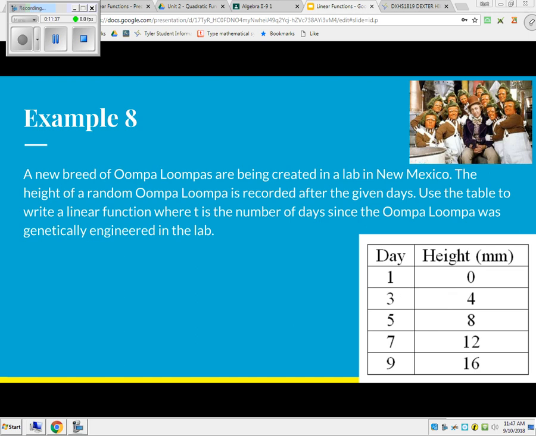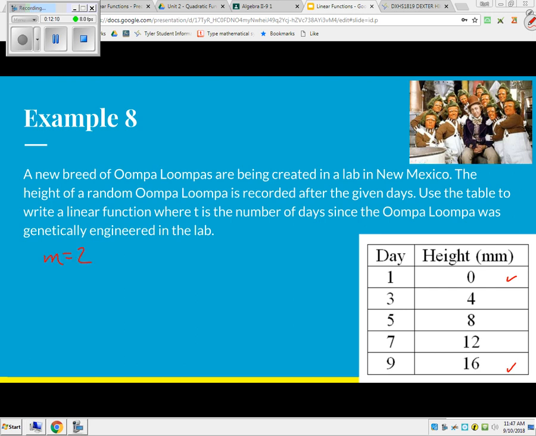The height of a random Oompa Loompa is recorded after the given days. Use the table to write a linear function where t is the number of days since the Oompa Loompa was genetically engineered. Now, for what we're going to be doing in my class, it might be different in some of your other classes, but I like to use the first and the last points. I assure you on this problem, it doesn't matter what 2 points you use, you will get the same answer. But later on in statistics, I tend to use this rule right here. So I want to go ahead and get you used to that right now.